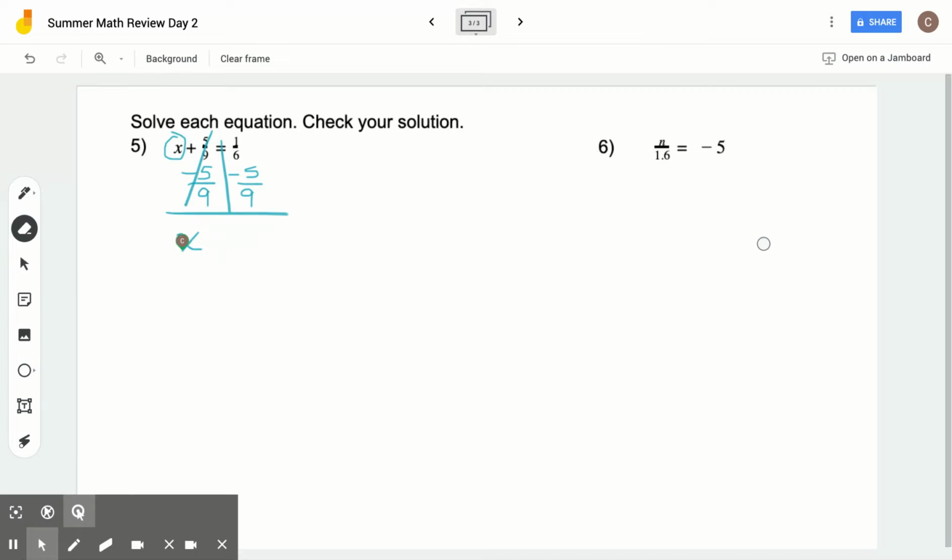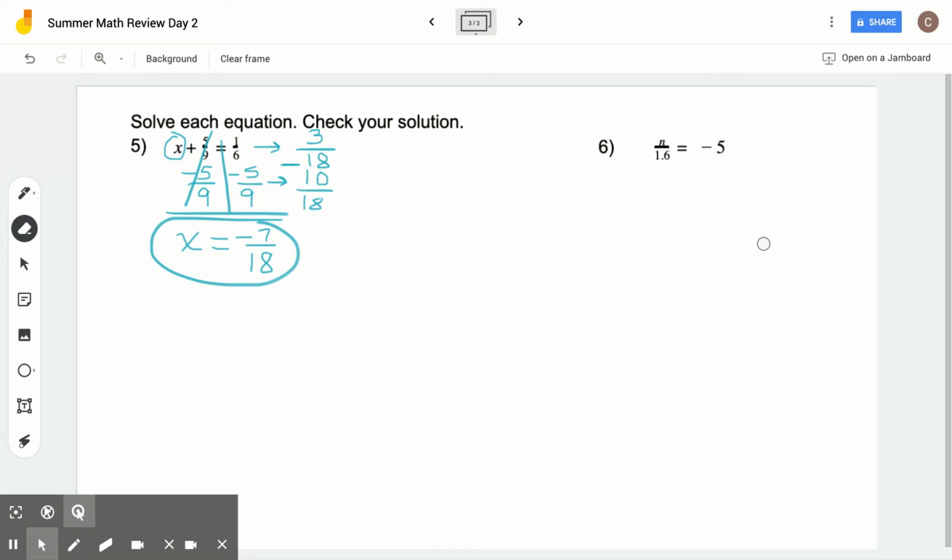Now, when I subtract 5/9 from the left side, it ends up being 0. So x is isolated. And now I have 1/6 minus 5/9. I do need to have a common denominator in order to add or subtract. So I'm going to get a common denominator, which is 18, and rewrite these fractions. 1/6 is equivalent to 3/18, and 5/9 is equivalent to 10/18, and it is subtraction. So 3/18 minus 10/18 is negative 7/18. So that is the solution.